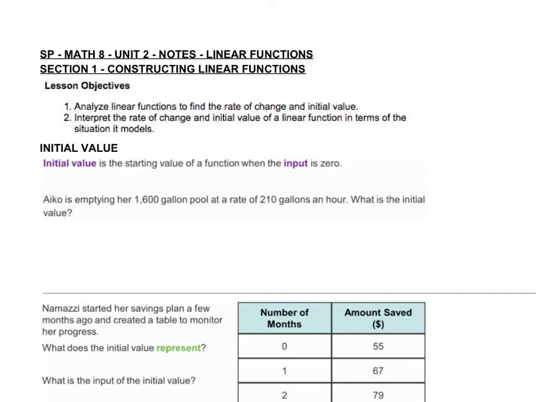This is a video over Unit 2, Section 1, and what we're going to be doing is constructing linear functions, okay? Our objectives today: we want to analyze linear functions to find the rate of change and initial value. We want to interpret the rate of change and initial value of a linear function in terms of a situation it models, okay? So let's first talk about initial value.